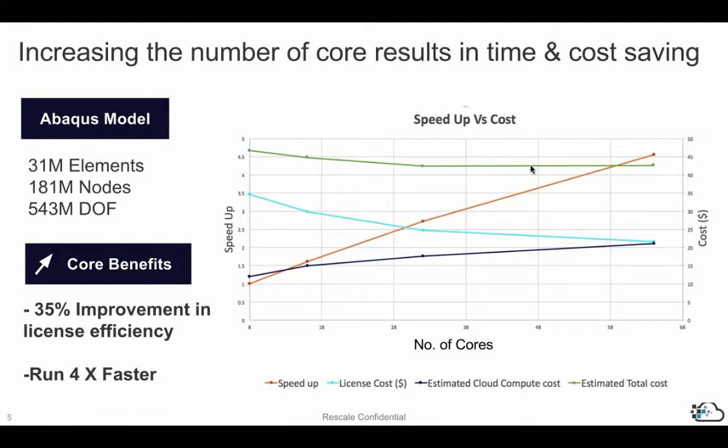Also, as you run the simulation on the cloud, you only pay for what you use, and the hardware is not sitting there idle. So there's really, with the token system, an incentive for you to run on the cloud and to run with as many cores as possible, as long as your model is going to scale.